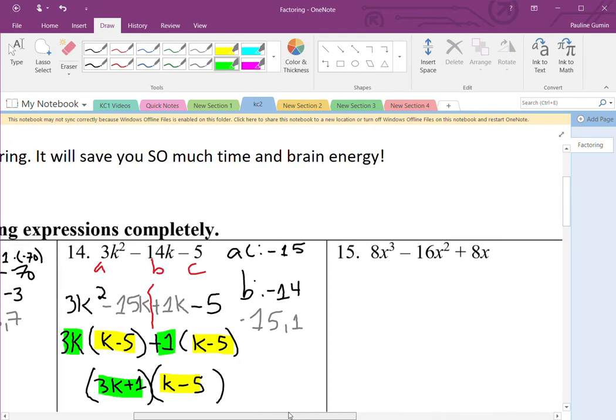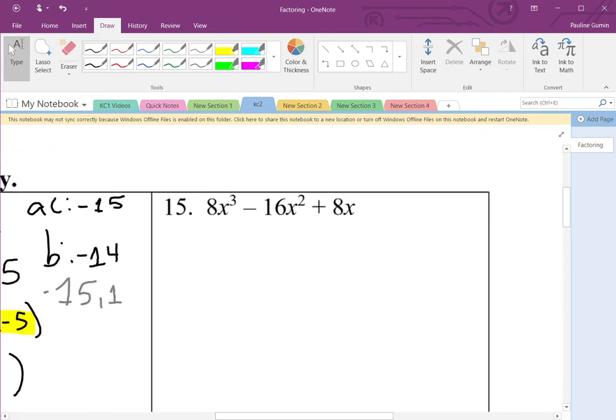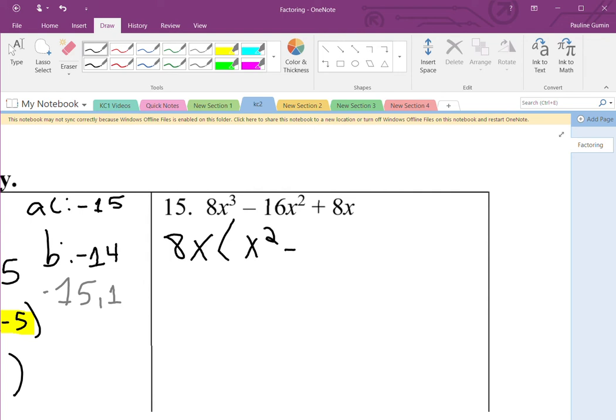Okay, onwards and upwards, number 15. Okay, let's see if there's a GCF. Do you see a greatest common factor in this trinomial? Sweet, I hope you do. It's 8. Not just 8, it's 8x. All right, let's factor this out. So we're left with x squared minus 2x plus 1.